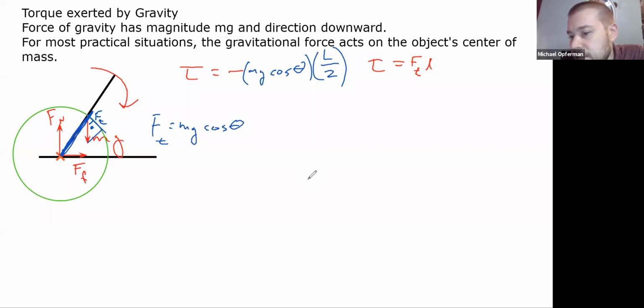So it's calculated exactly the same way that other torques are calculated. The only difference is you have to know where the gravitational force acts, based on this conceptual idea that it's going to act on the object's center of mass, and then make sure that that's cooked into how you're calculating the gravitational torque.